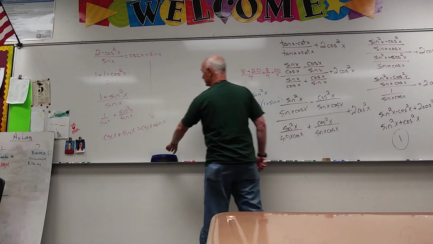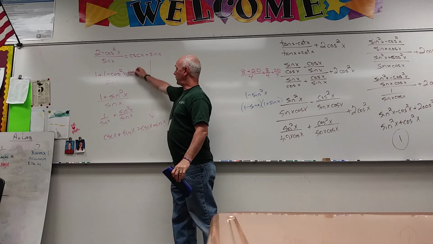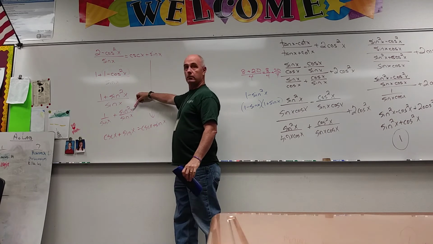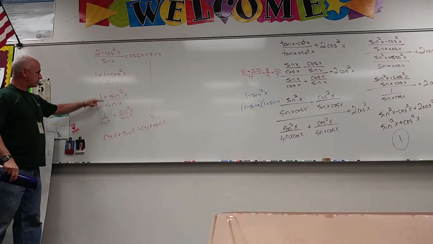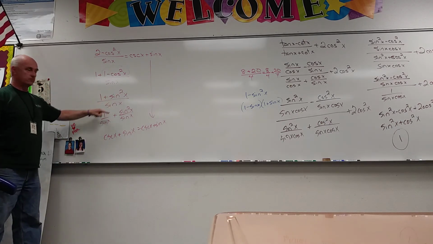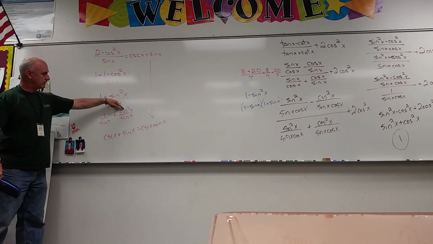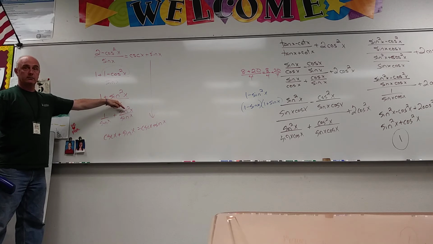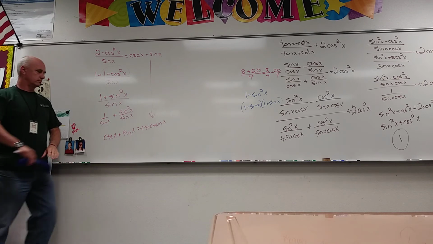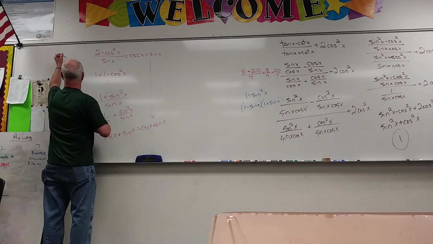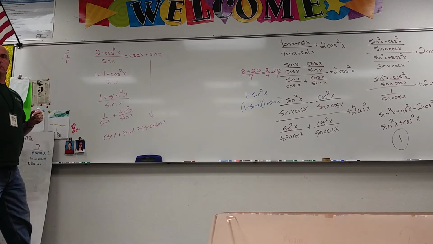How did you get sine of x from sine squared of x over sine of x? This is where we just split it up. We just did 1 over sine of x plus sine squared of x over sine of x. Right, but then how did you get down to sine of x? We have sine squared. So it's kind of like having n squared over n. What happens?